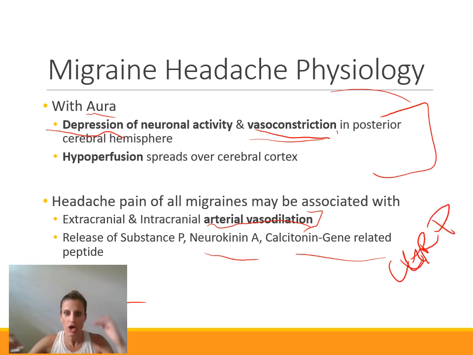Now, we target both of these with therapies. We have therapies that will prevent this dilation, that will cause vasoconstriction. And we also have therapies that will block. For example, we've got drugs that are calcitonin gene-related peptide antagonists that will block these neuroactive substances.